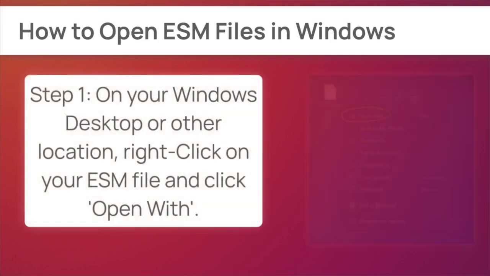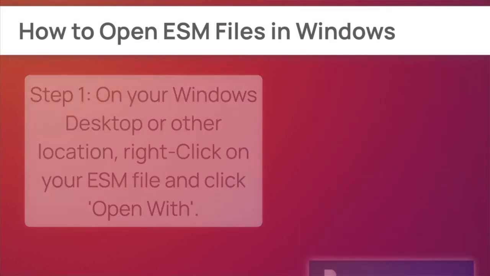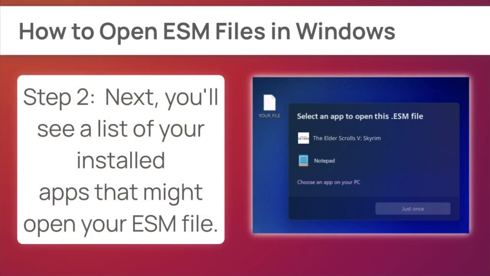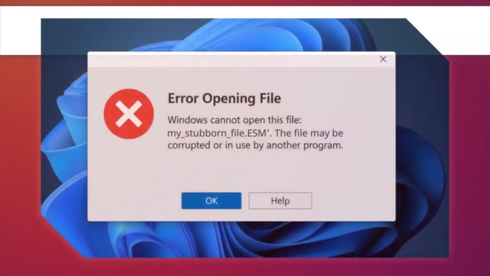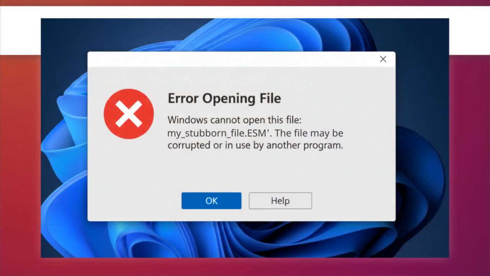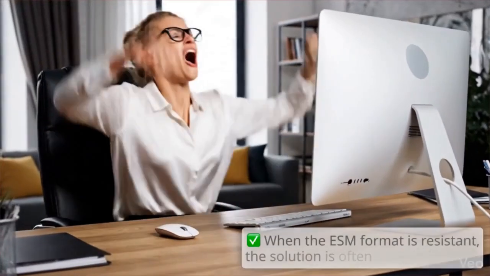We are looking for the exact software decoder. Right-click the ESM file and select Open With. Use The Elder Scrolls V: Skyrim if installed. If it's unavailable, choose another program and check compatibility. If you still cannot open your ESM file, that is okay. Before we proceed to the guaranteed fix, let's clarify the why.